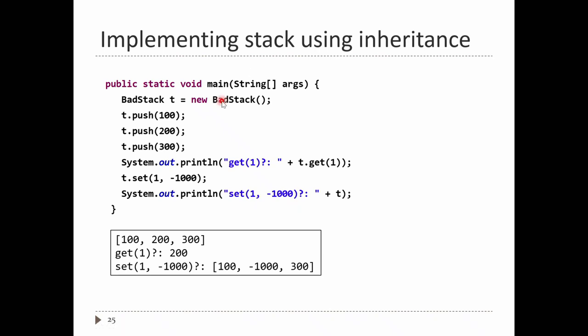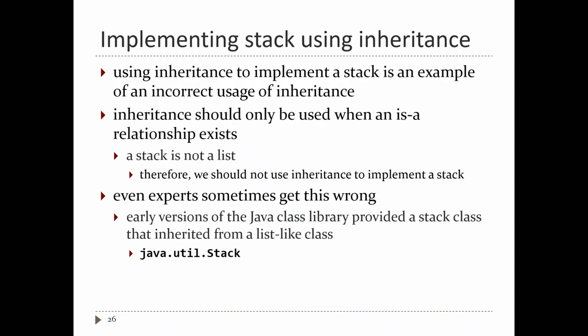for example, I can make a stack, I can push some elements on the stack. Then I can get the second element from the stack by calling get. I can change the second element in the stack. And now your stack is no longer really a stack, because you're able to access elements that are not the top element. So using inheritance to implement a stack is an example of the incorrect usage of inheritance.